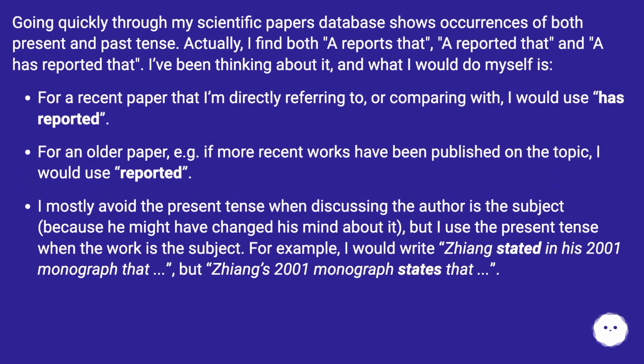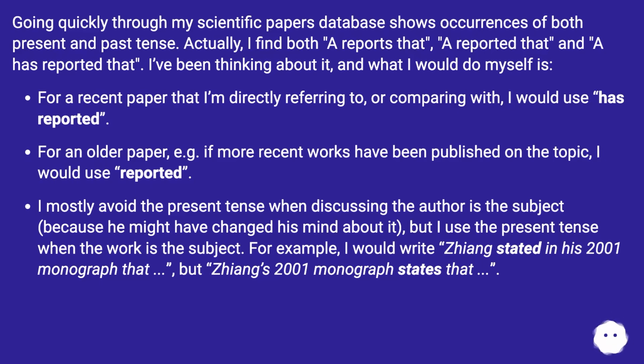Going quickly through my scientific papers database shows occurrences of both present and past tense. Actually, I find both "A reports that," "A reported that" and "A has reported that." I've been thinking about it, and what I would do myself is, for a recent paper that I'm directly referring to, or comparing with, I would use "has reported." For an older paper, for example if more recent works have been published on the topic, I would use "reported."